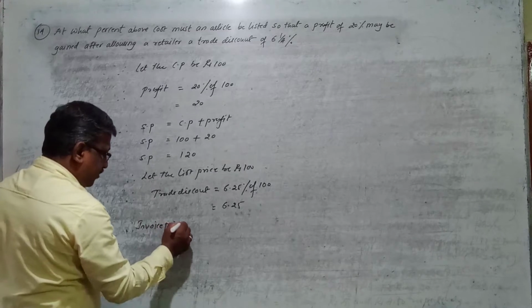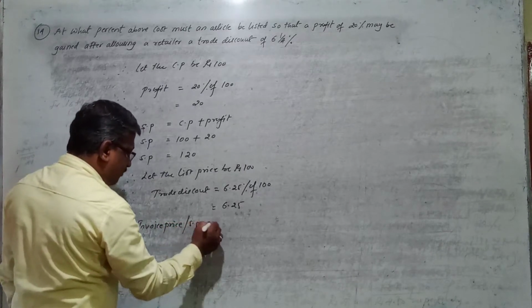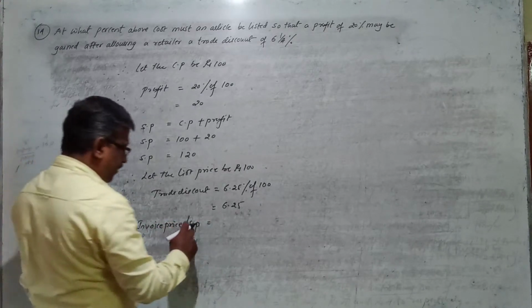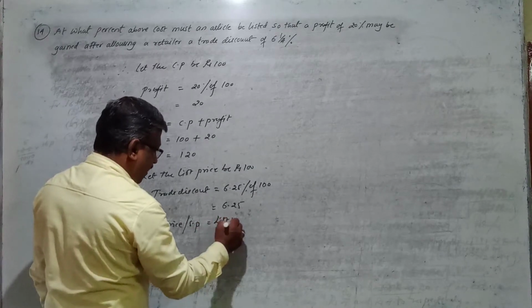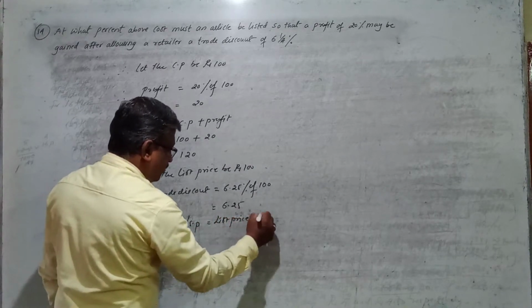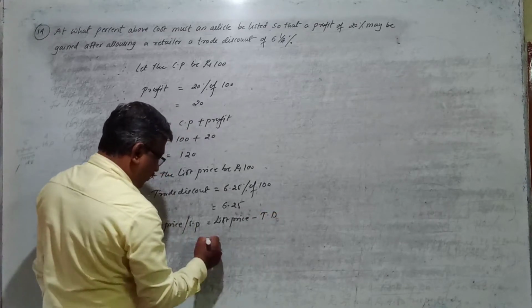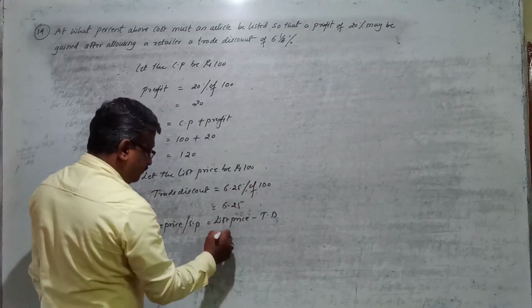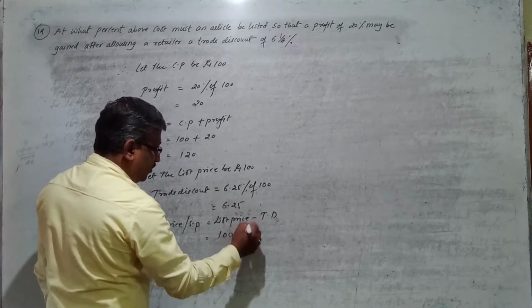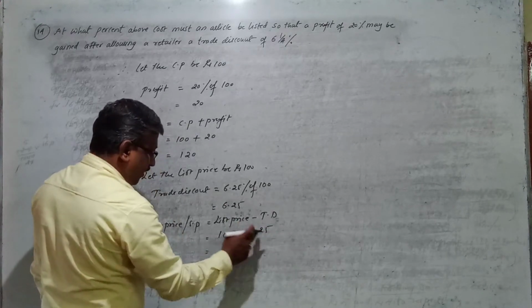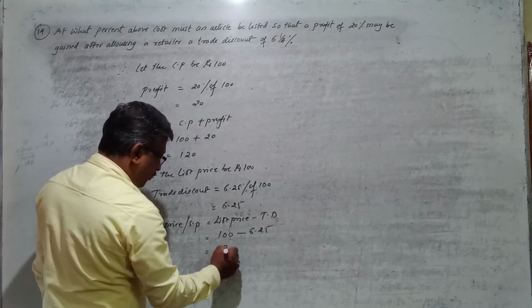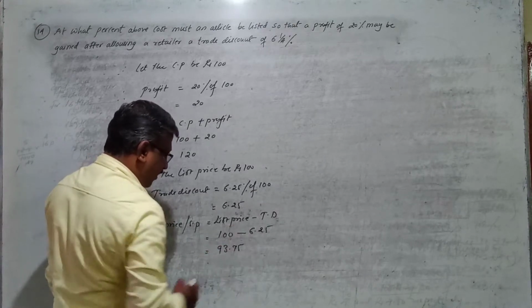Invoice price, also called the selling price. Invoice price or selling price is nothing but list price minus trade discount. So what is the list price? 100, minus what is the trade discount? 6 rupees 25 paise. So minus this, you get 93 rupees 75 paise.